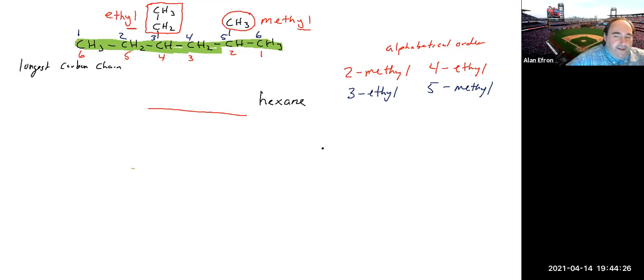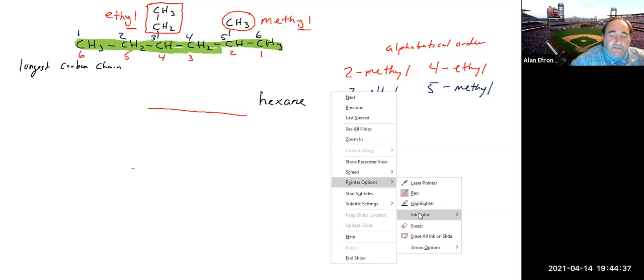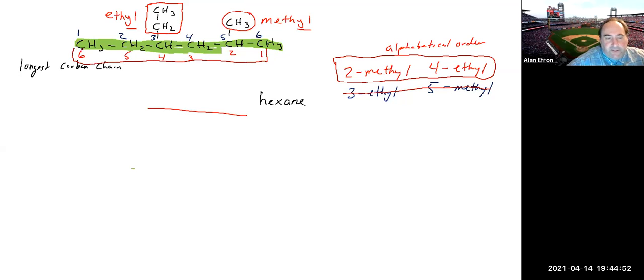Now, which one is the smaller number? It is the 2, and it very much is as simple as 2 is smaller than 3. So because 2 is smaller than 3, this would be the way we would want to number the chain in the red direction here. Question on that?